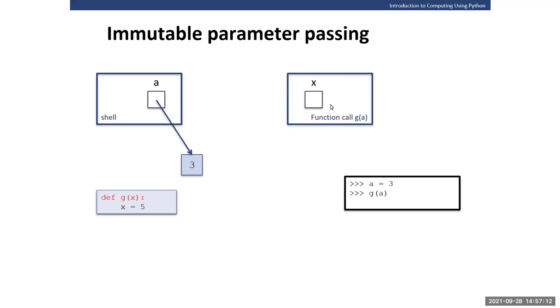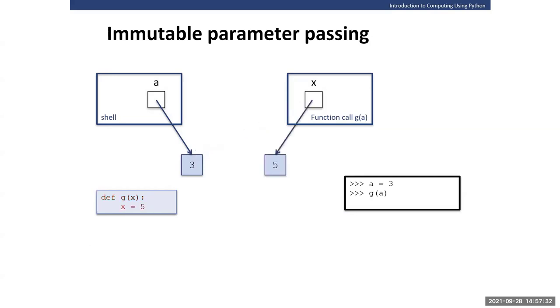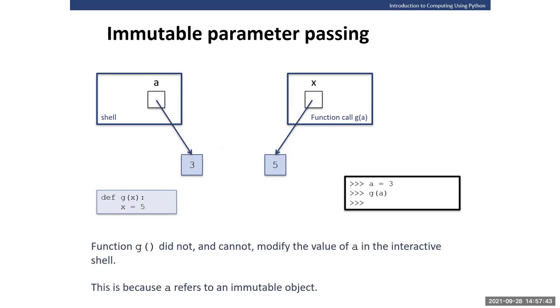After the function call, I'm going to create X. X is the function call of G of A, and it's going to do an assignment of 5. However, whenever I get outside the scope of that function, A will continue to be equal to 3. So function G did not and cannot and will not modify the value of A in the interactive shell. This is because A refers to an immutable object, which is the integer.